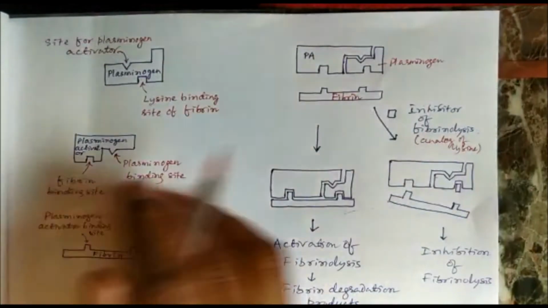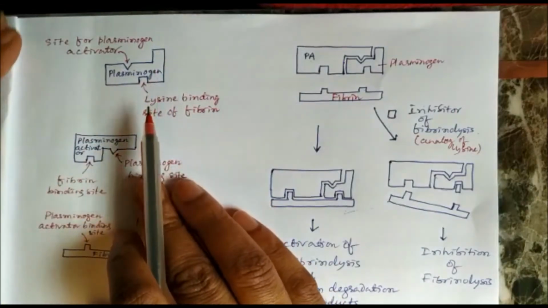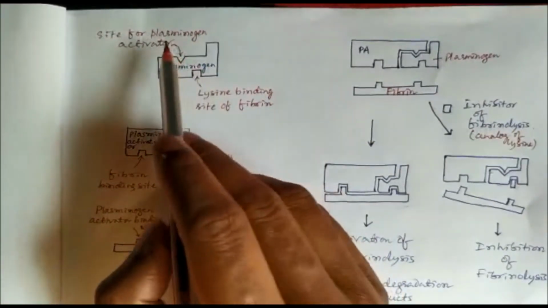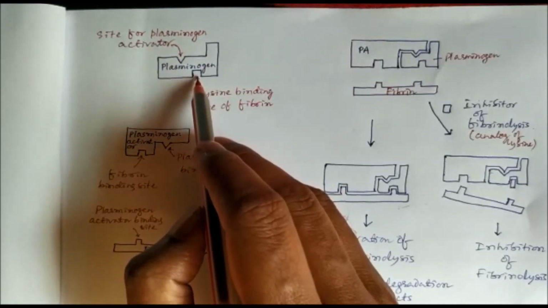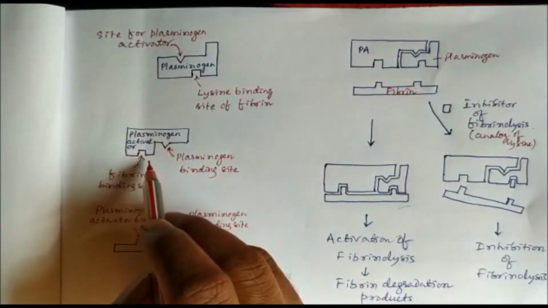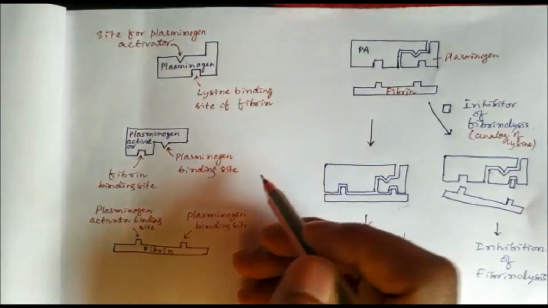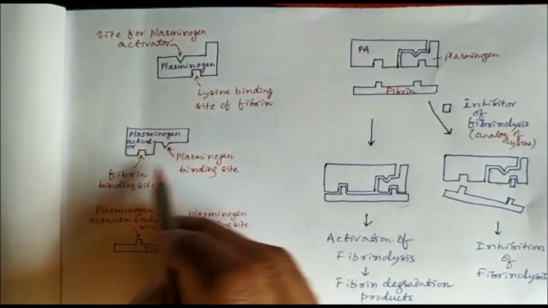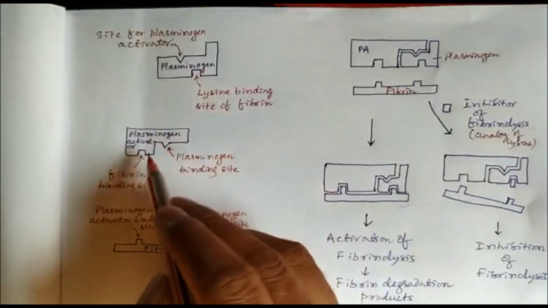So let us see a diagrammatic view. Here this is plasminogen. Plasminogen has two sites. One site is for plasminogen activator, and the other is the lysine binding site for fibrin. Similarly, plasminogen activator also has two sites. One site is the fibrin binding site, and the other is for plasminogen binding. So plasminogen activator and plasminogen both bind, then fibrin binds to both of them.